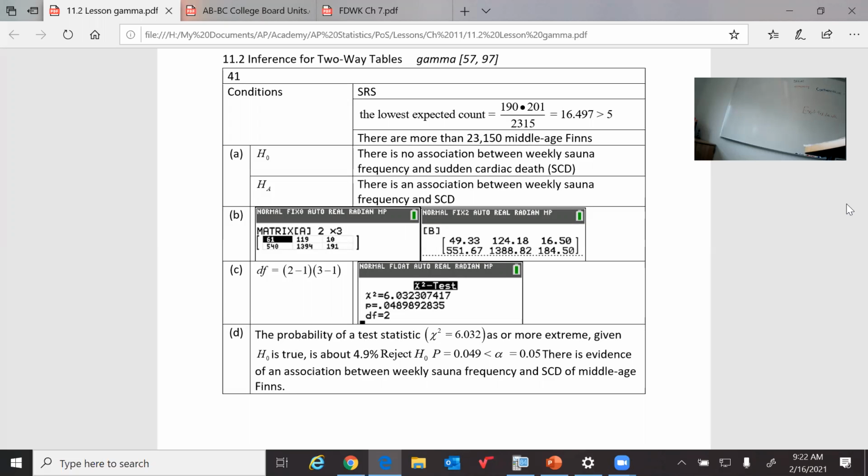Our test statistic is a number a little more than 6. The p-value is less than 5%. There is evidence that it's not a good idea to go to the sauna every week. Reject the null. If we reject the null, what type of error could we possibly have made?